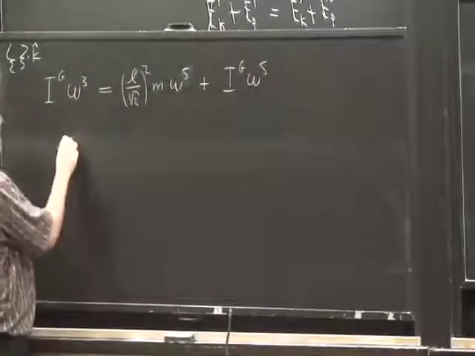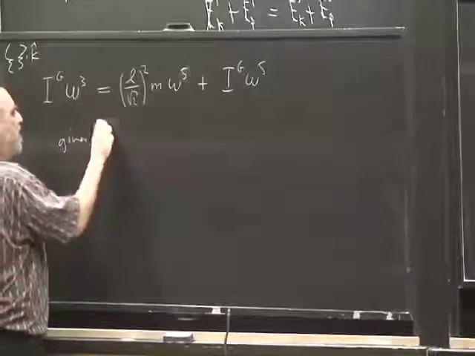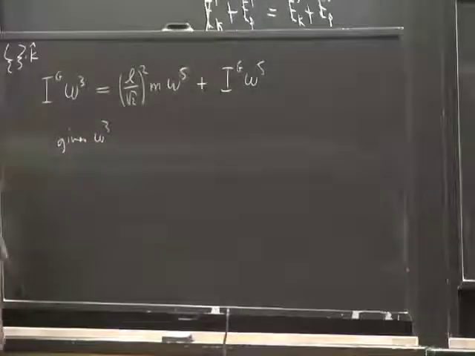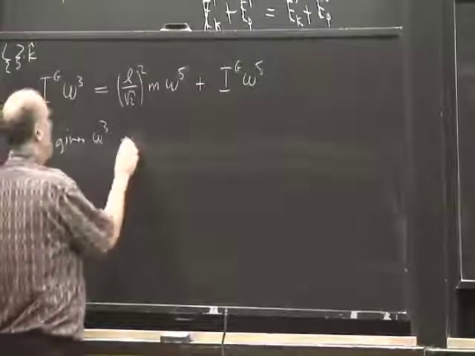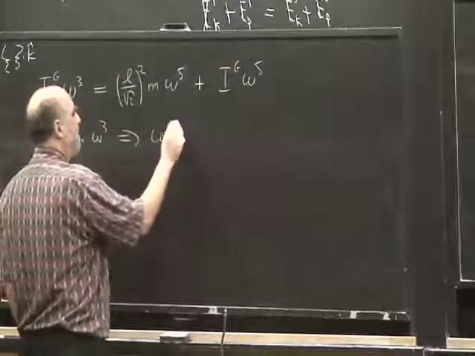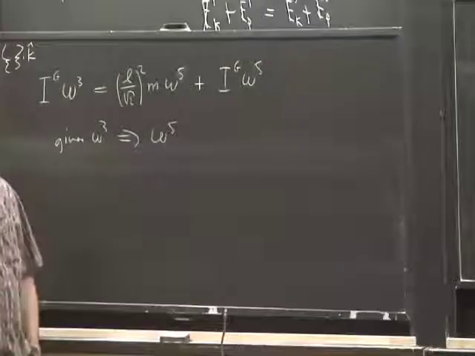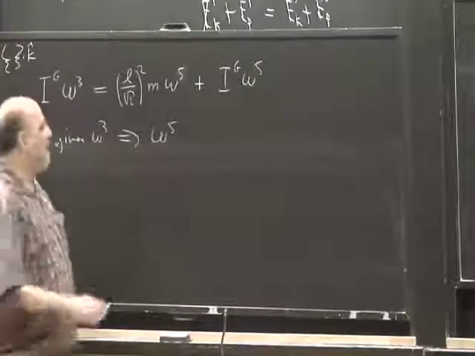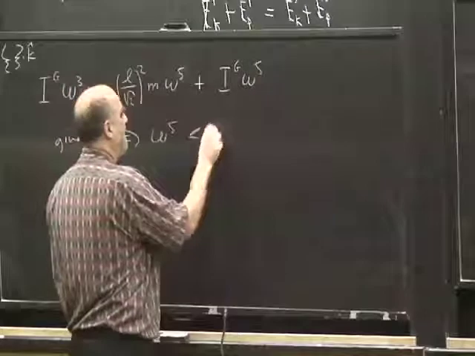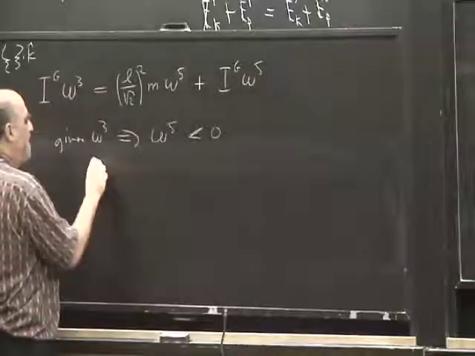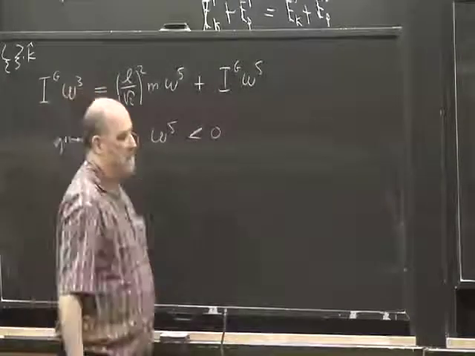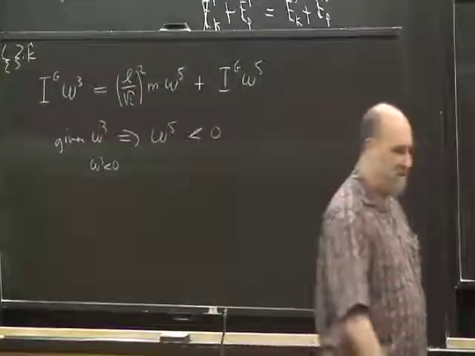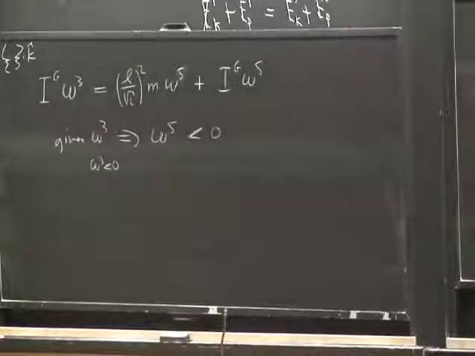So given omega_3, which we have, because we found that from conservation of energy in the first step, this then tells us what is omega_5. And what are we going to find? We're going to find an omega_5 less than 0 because this omega_3 was less than 0. It was a bad choice to use superscripts because it confuses with power. So I wish I'd used subscripts, but never mind.